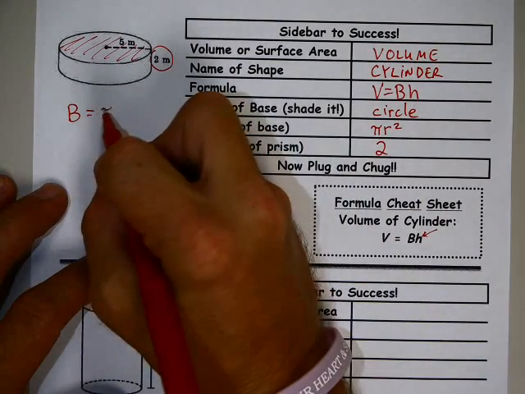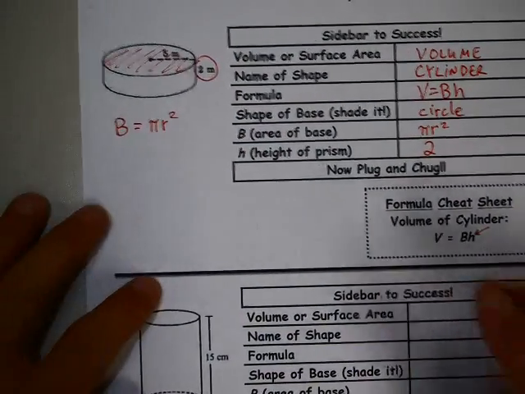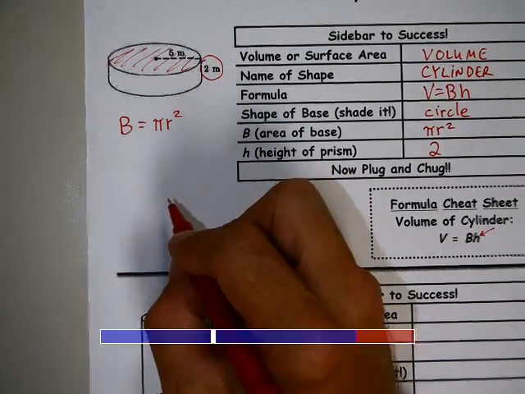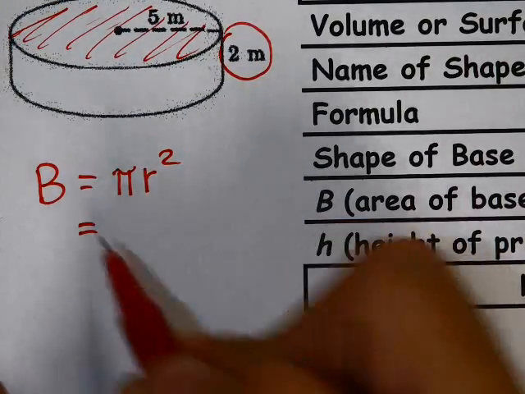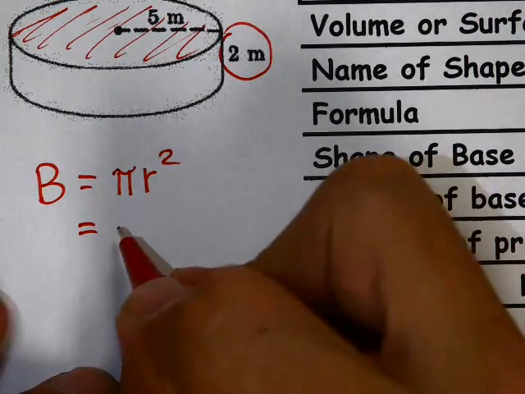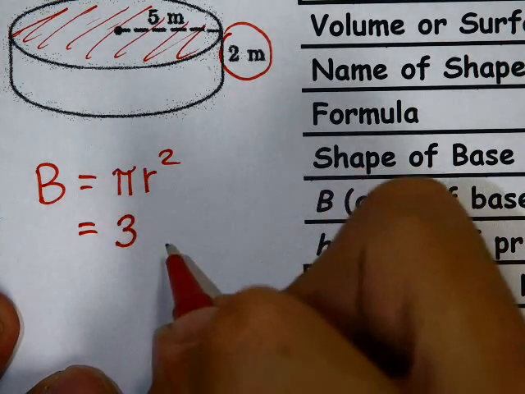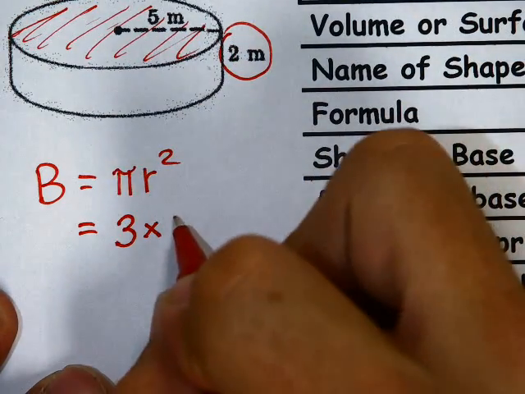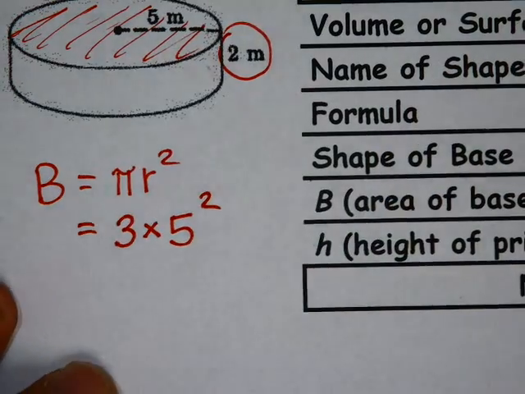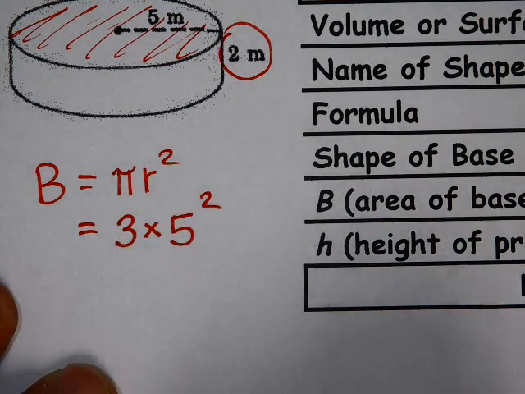So we're going to write down the formula again. Big B is pi times radius squared. Okay, and I'm just going to zoom in a little bit for this work. So we're going to fill this in. Now, for this notes page, we're just going to use 3 for pi, just to make it a little easier. So we're going to write this out. 3 times the radius is 5 squared. So pi is here, radius here, and we're going to square that.